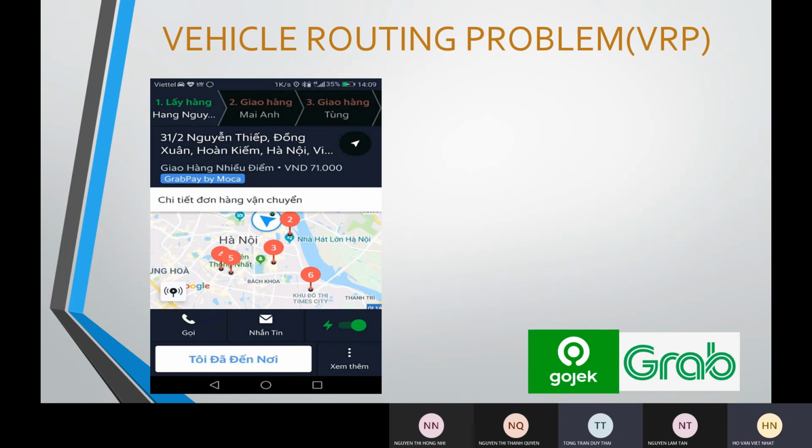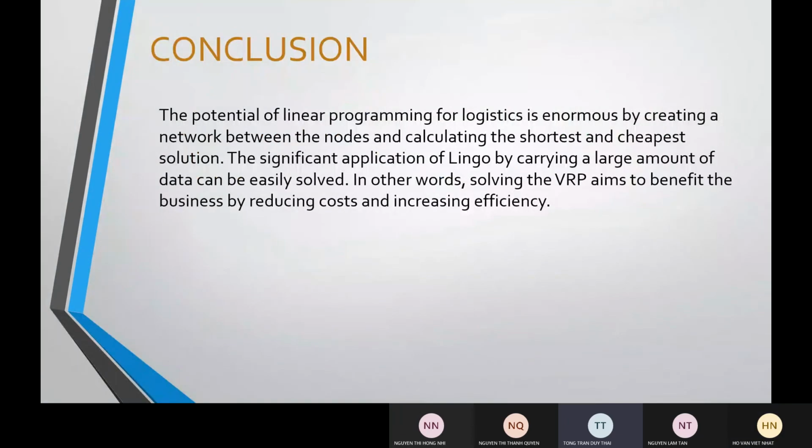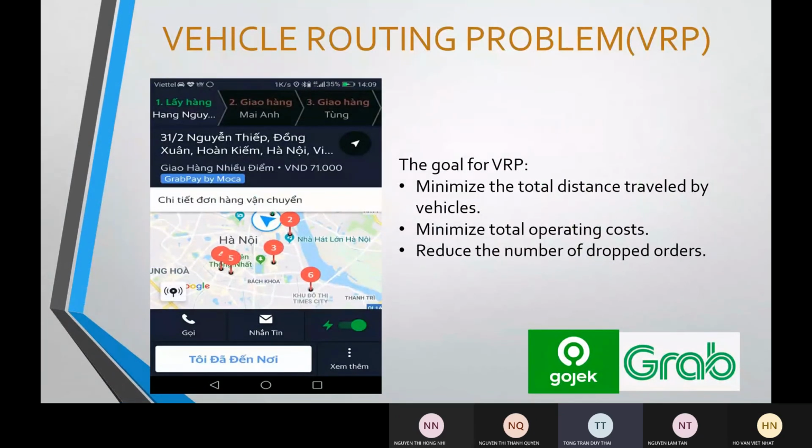Next slide. Therefore, VRP is very important in processing and optimizing in business, which brings benefits. First is minimize the total distance traveled by vehicles. Second is minimize the total operating cost. And lastly is reduce the number of truck orders.